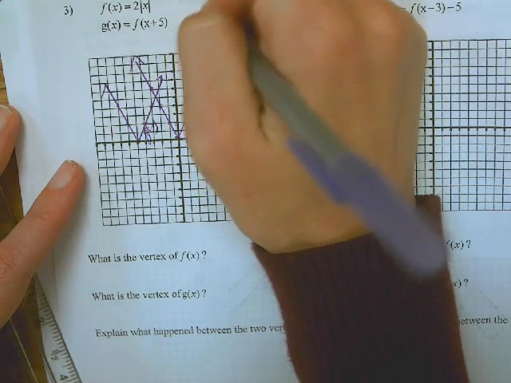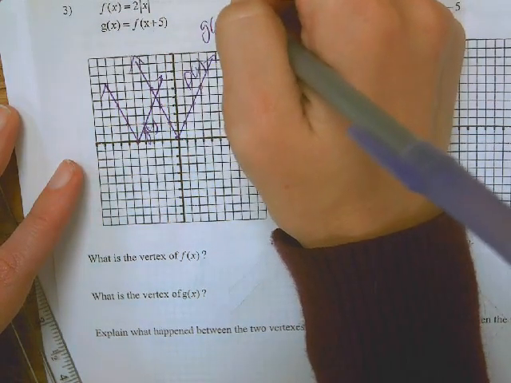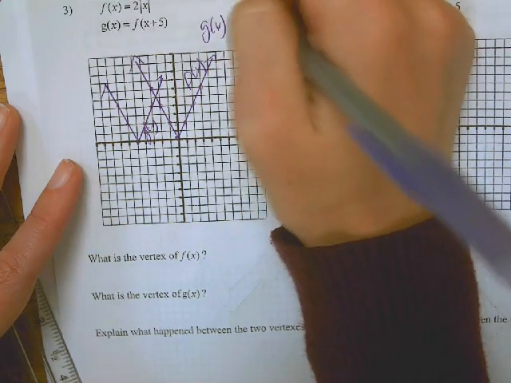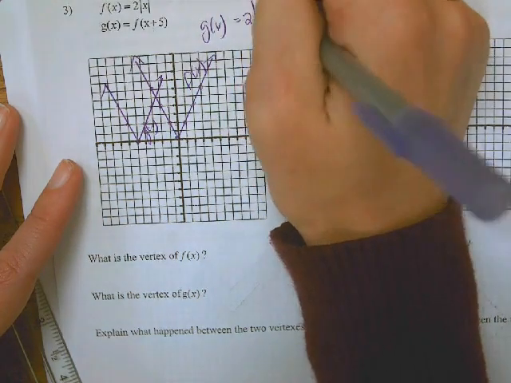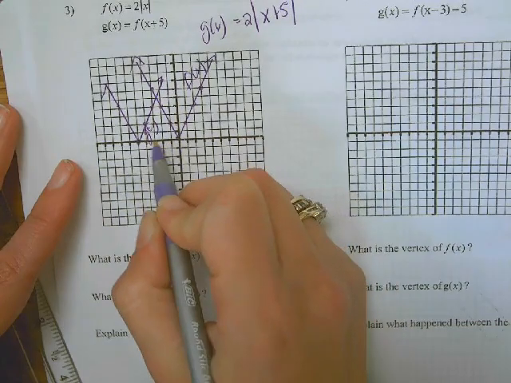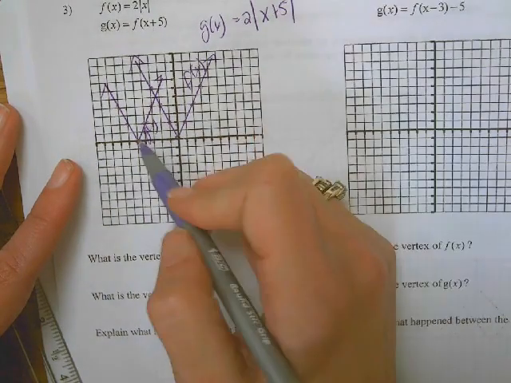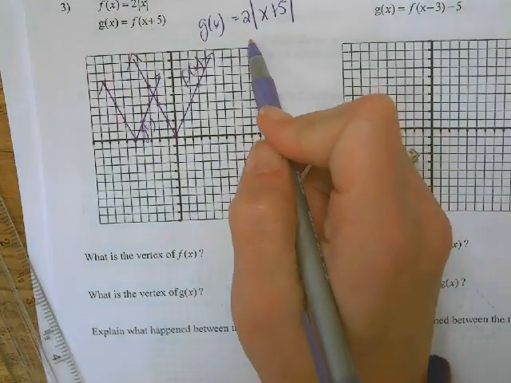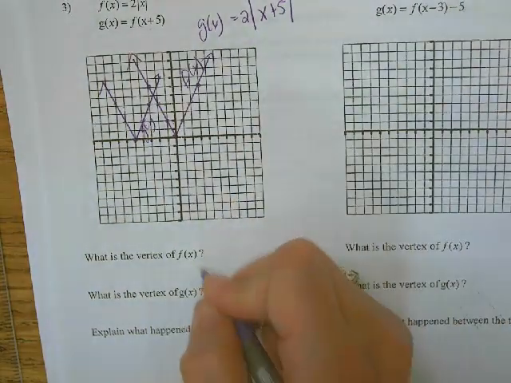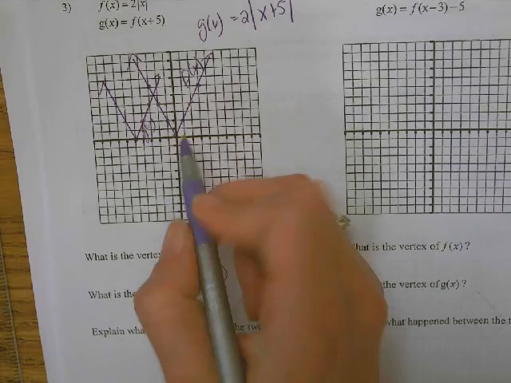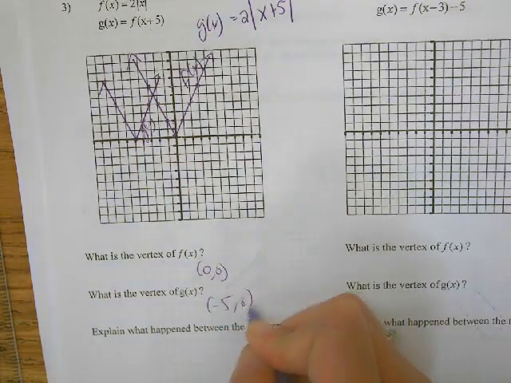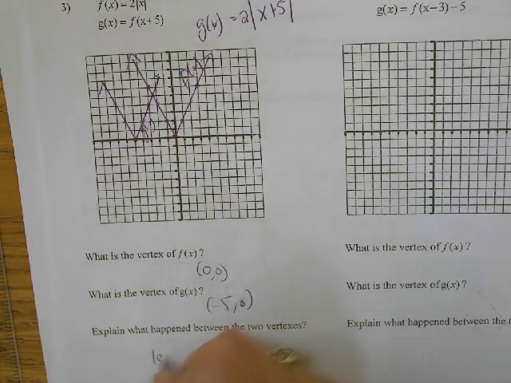So g of x is going to be 2x plus 5. 1, 2, 3, 4, 5 to the left. And the slope was stretched vertically, so the slope became 2. Vertex of f of x. Vertex of g of x. 1, 2, 3, 4, 5. And left 5.